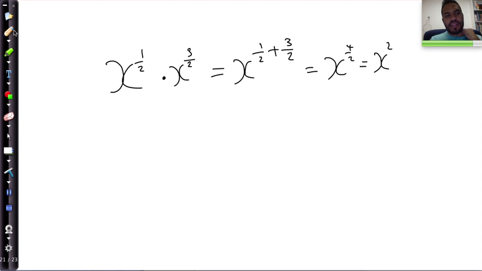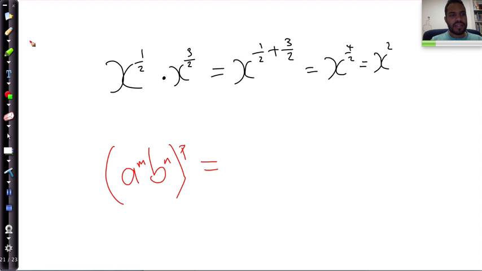The other law I want to briefly look at, I'm going to write it down here. It says the following: if I have a to the m, b to the n, raised to the power of p, the simple thing here is I can just say that is going to be a to the power of m times p multiplied by b to the n times p. And let's see how we can prove that. Well, let's write out that law.